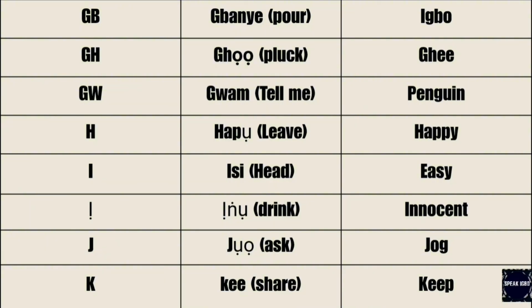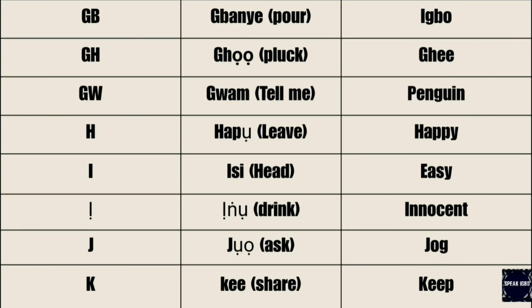Then the next word is he. Hapu is the word. It means leave. Hapuya means leave it. Then the English word that has the he sound is happy.